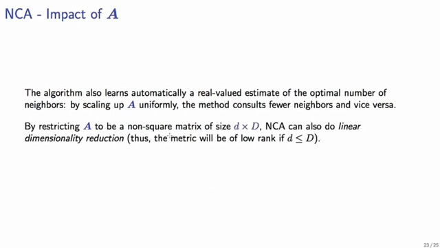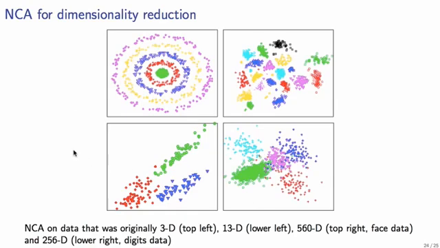There is another nice side effect to this method, and that is if we use a non-square matrix A with one dimension lower than the number of dimensions of our data, which essentially means that we are using Euclidean distance in some kind of lower dimensional space, we can use the same matrix to do dimensionality reduction. This works because by restricting the matrix A in this way, we force the algorithm to find some kind of lower dimensional embedding of the data, where our Euclidean distance can help us to get a good expected number of correctly classified points. You can see some results on this slide.